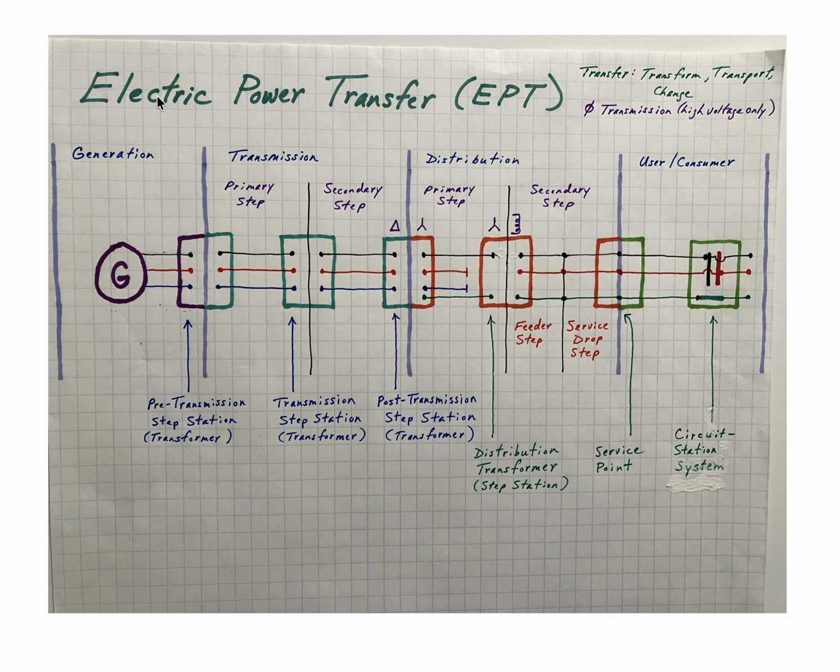So we have electric power transfer. All right, I prefer the word transfer over transmission, which I save for one of the names of the stages. So you have your generation, transmission, distribution, and user. Those are the stages. Within the transmission stage and the distribution stage, you'll see steps. The primary step and the secondary step. See primary step here, secondary step.